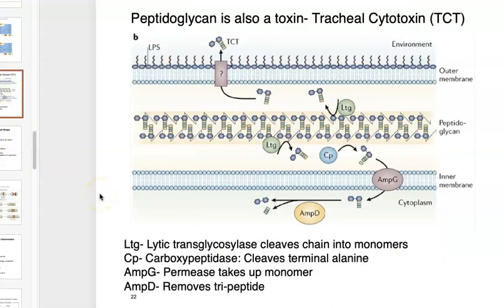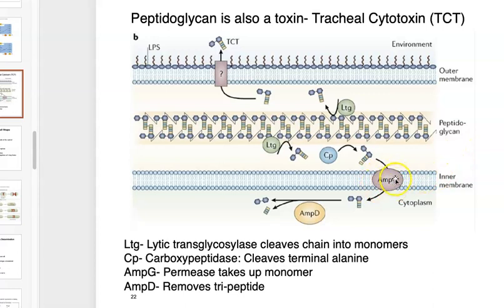So one of the interesting aspects about peptidoglycan, it's also a toxin. We refer to it as tracheal cytotoxin, particularly with reference to Bordetella pertussis. And so this is again the gram-negative model. Here's the LPS layer, the lipopolysaccharide layer, and then the inner leaflet, which is a normal lipid. And so then you have some sort of an outer membrane transporter. And here's the inner membrane, and then obviously the peptidoglycan layer. So all this is the periplasm, when all this is happening.